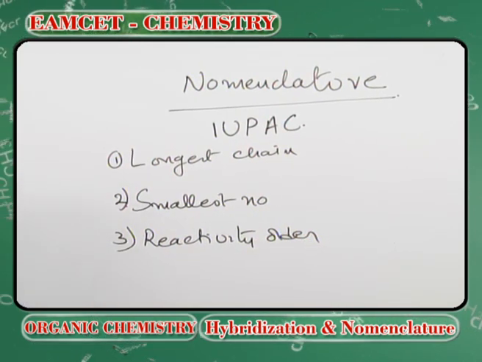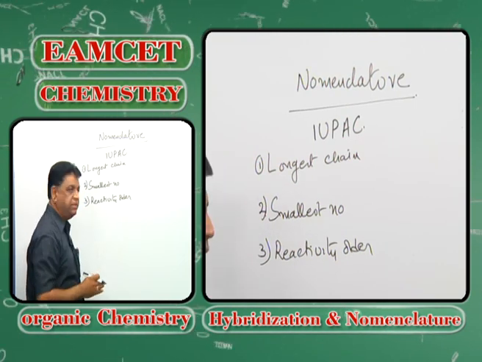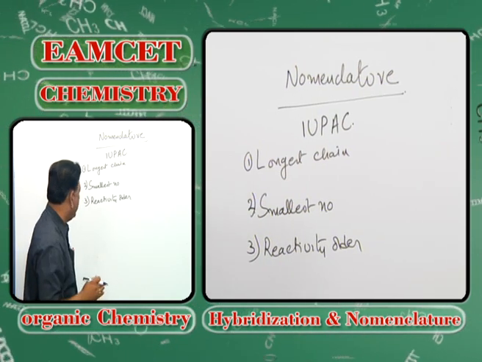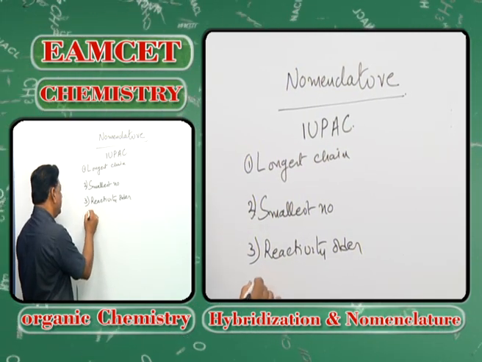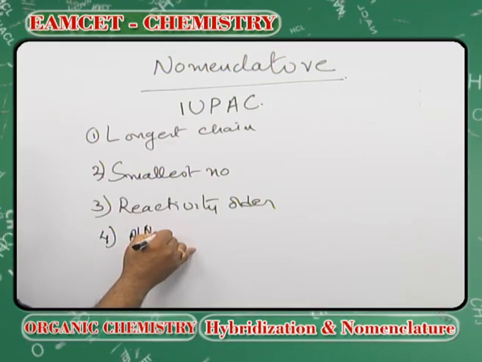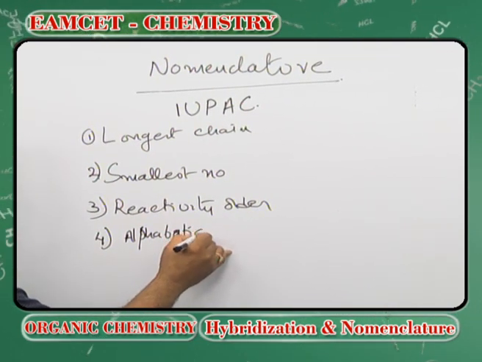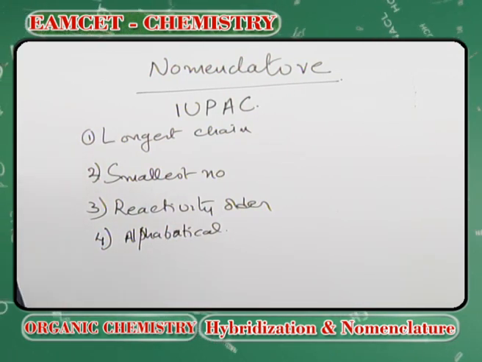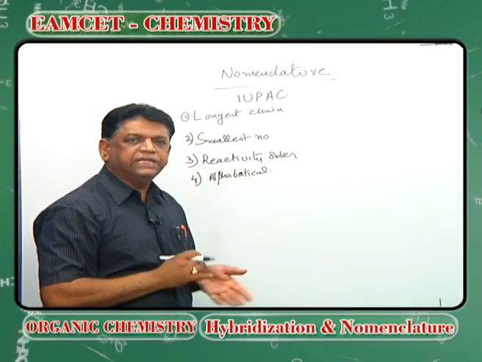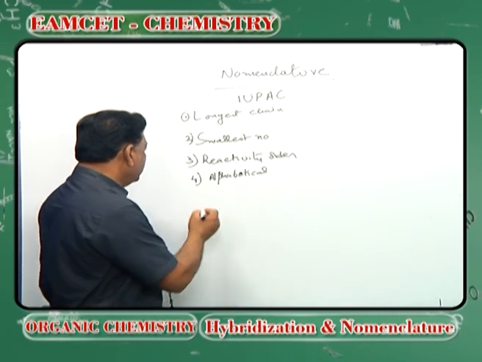According to this rule, when more functional groups are there, one of the most reactive groups is identified as the functional group and it is coded, and the rest of the groups are prefixed and named. Next, alphabetical order. In this alphabetical order, if many groups are there, we are all prefixing them. According to this rule, we have to arrange them in alphabetical order.